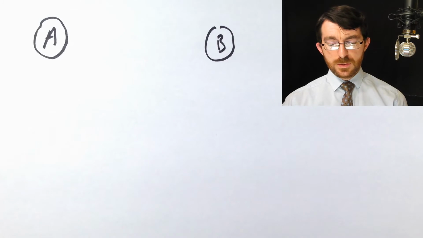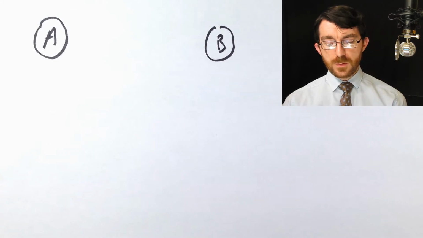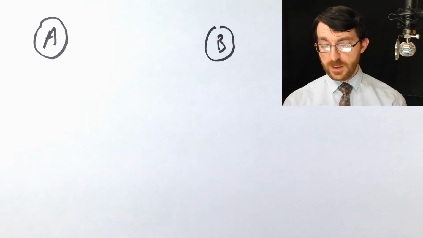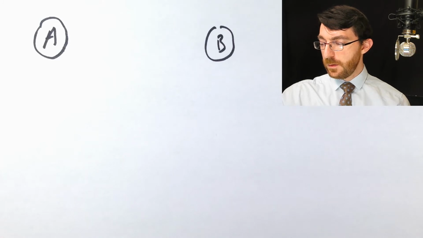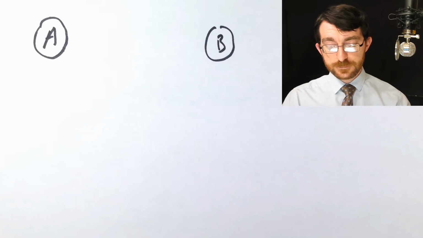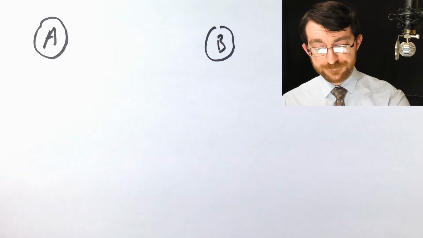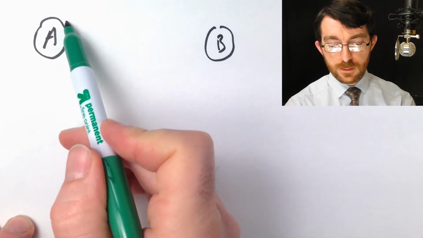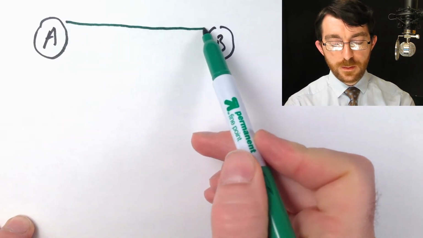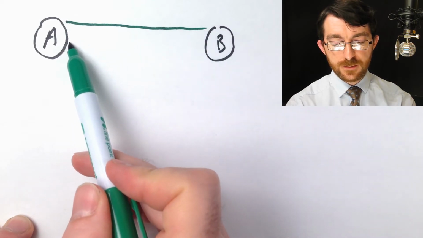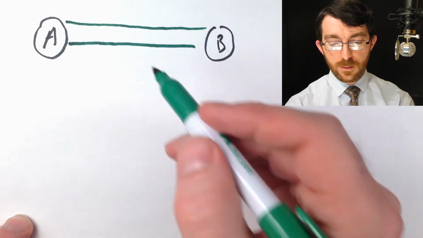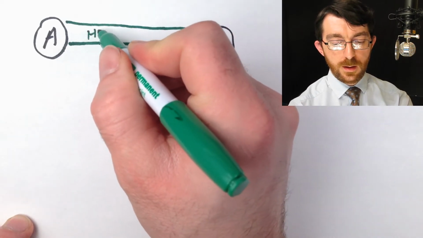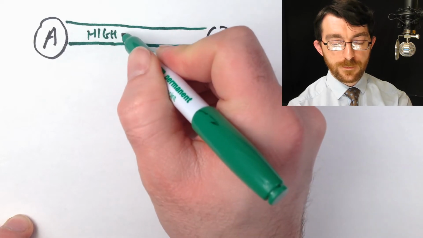Okay, so if you've got 2 paths between point A and point B, let's say we've got in green a big highway. It's well paved. It's got 6 lanes. It's a really, really high volume highway.